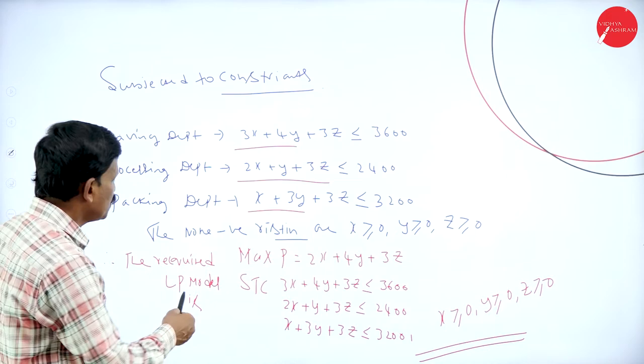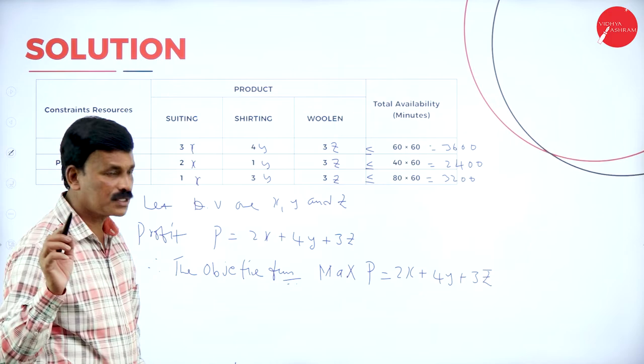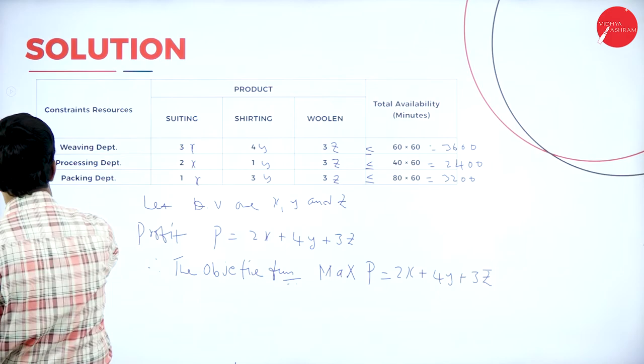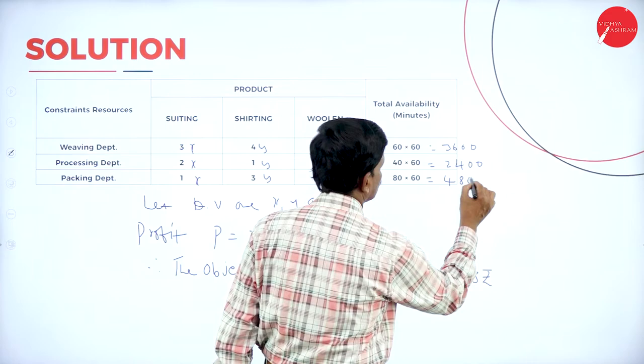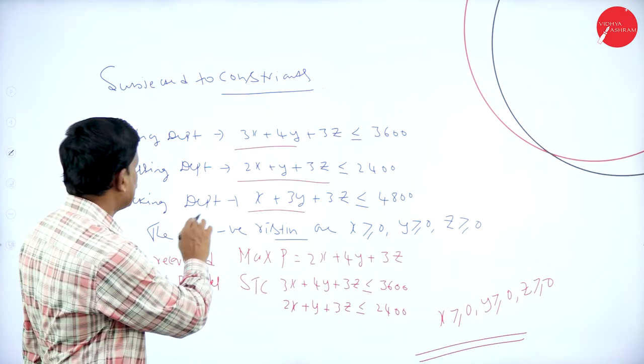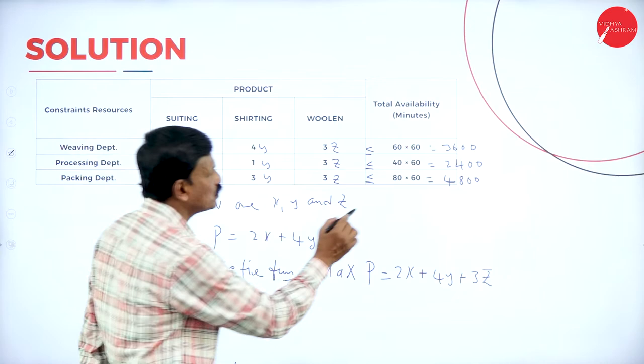Hope you followed this. That's all. There is a small change. This is not 3. Let me explain once again. So this is 4800. The packing department: 3x plus 3y plus 4z is less than or equal to 4800, not 3200. Just make a correction.